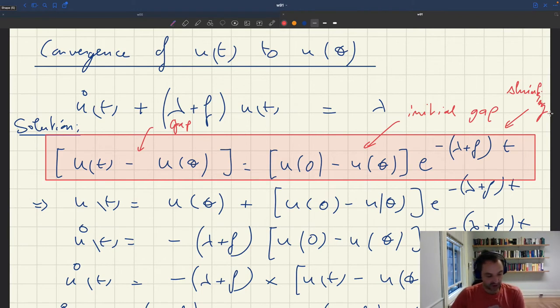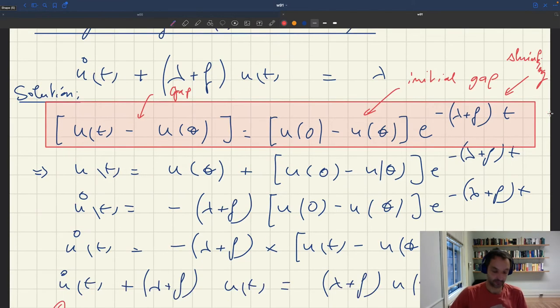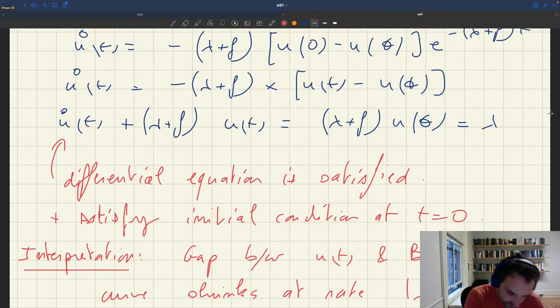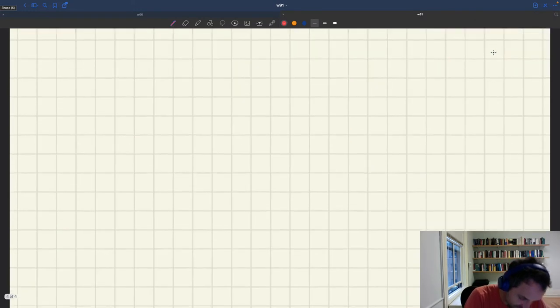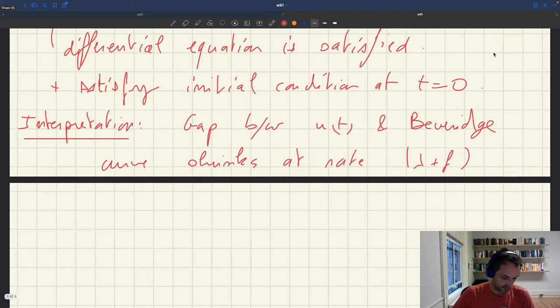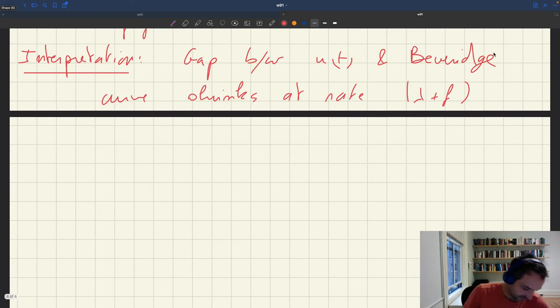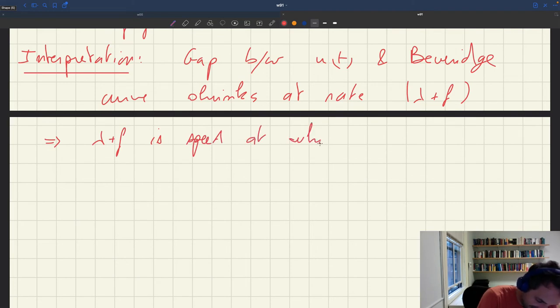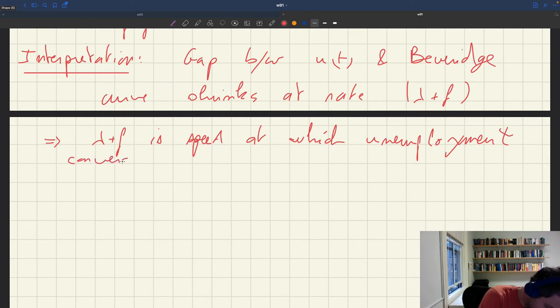So the speed at which you're going to converge towards the Beveridge curve is given by lambda plus f. So lambda plus f is the speed at which unemployment converges to the Beveridge curve.